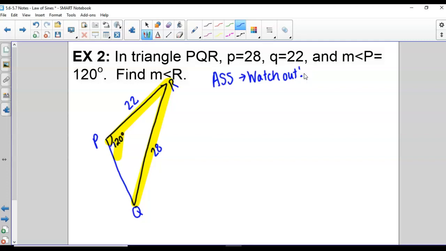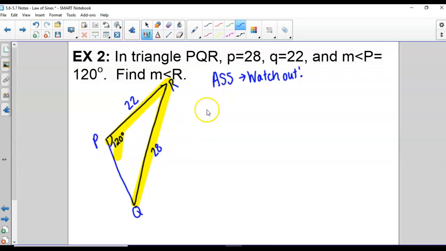So just to start out, we're going to set up the problem like we did before. We do have an issue here, though. I'm looking for angle R. Do I know the side across from angle R? I do not. I cannot find angle R straight away. But if I find angle Q, angle R is going to be really easy to find. I can just do 180 minus 120 minus whatever I get for Q, and I'll get R, right? Because all the angles of a triangle have to add up to 180. So we're going to find Q first, and then we'll be able to find R.